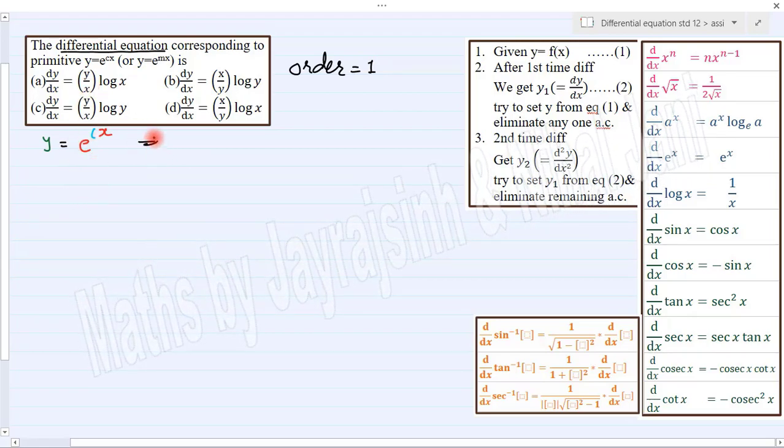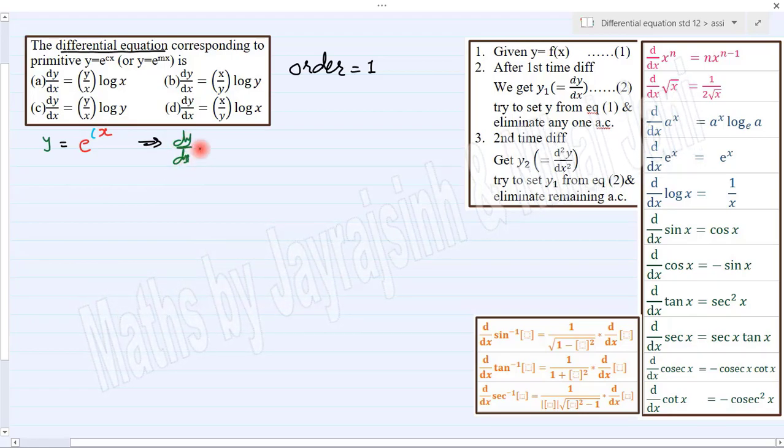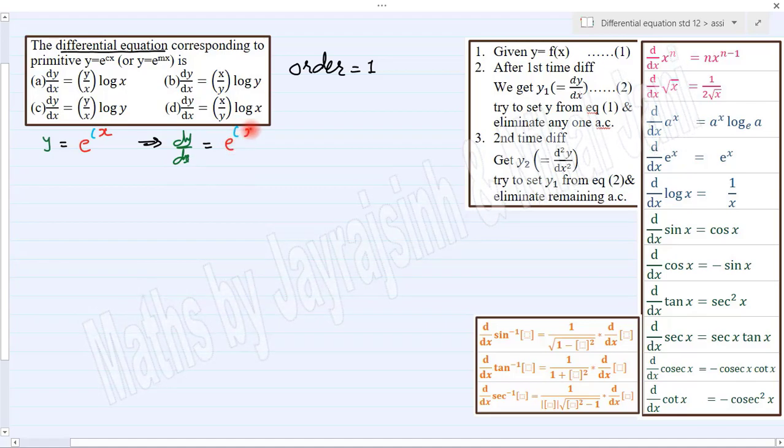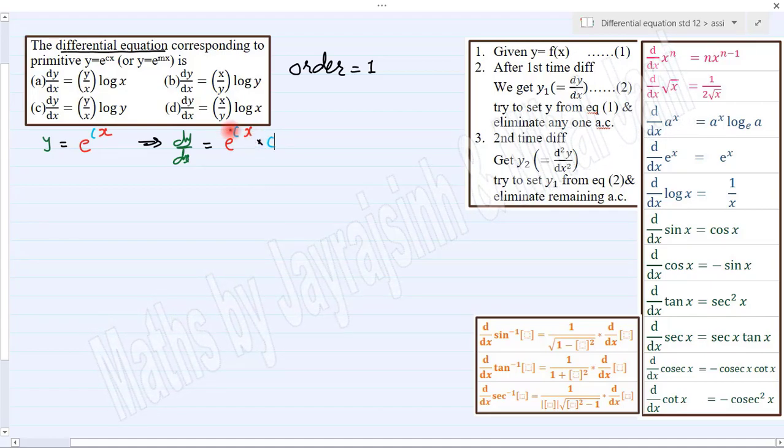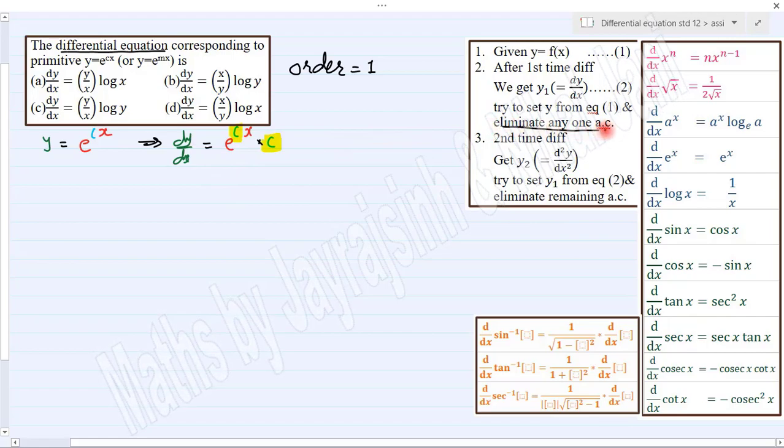Now, if we differentiate directly, we will get dy by dx is equal to e raised to cx into the coefficient of x, which is c in this case. So as you can see, our arbitrary constant appears in more than one place, which is not preferable because we have to eliminate our arbitrary constant. So we can say this is not the correct way.